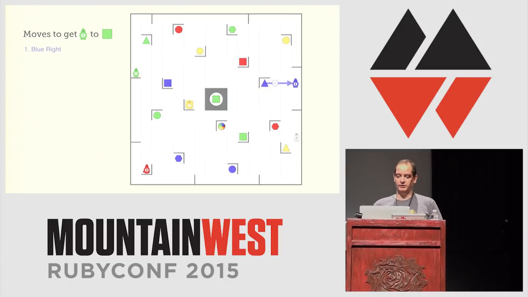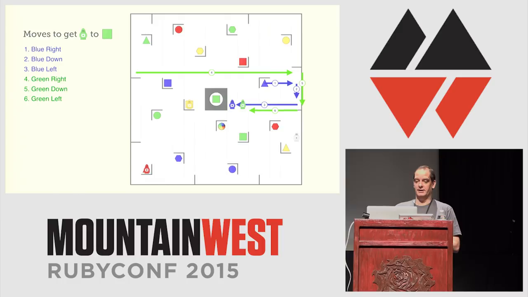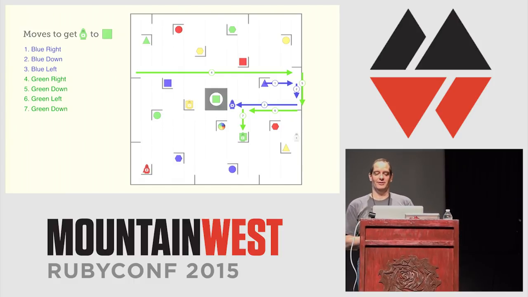So here's an example solution. We're going to move the blue robot first, and then we're going to chase the green robot around after it, bounce off the blue robot, and down into the goal cell. That's how the game works. And if you're like me, you can immediately say, hey, I want to write a solver for this because it seems like you should be able to do this, right?